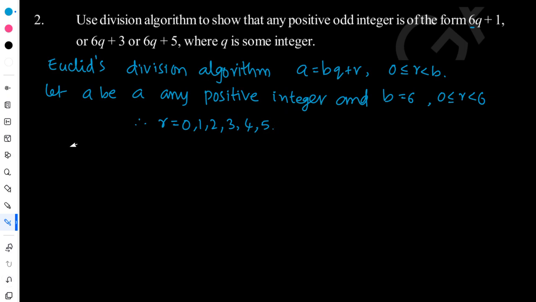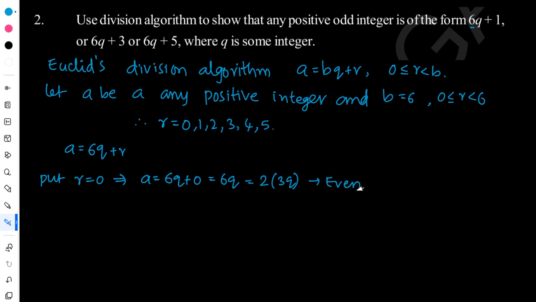Now a becomes a equals bq plus r. What is the b value? 6. So a equals 6q plus r. Now put the first one, r equals 0: a equals 6q plus 0, which is 6q. 6q can be written as 2 into 3q. So it is divisible by 2. So it is an even positive integer.